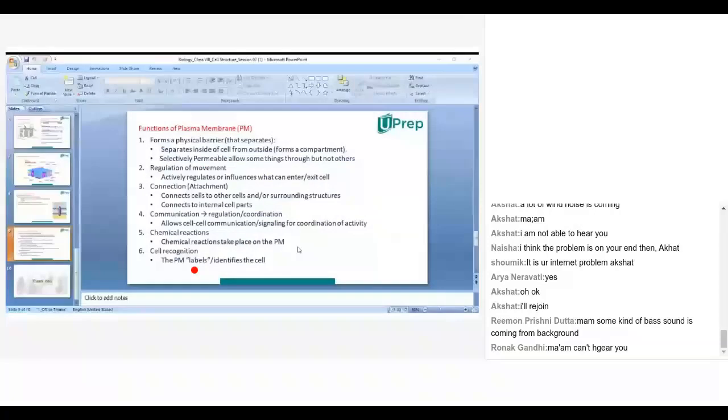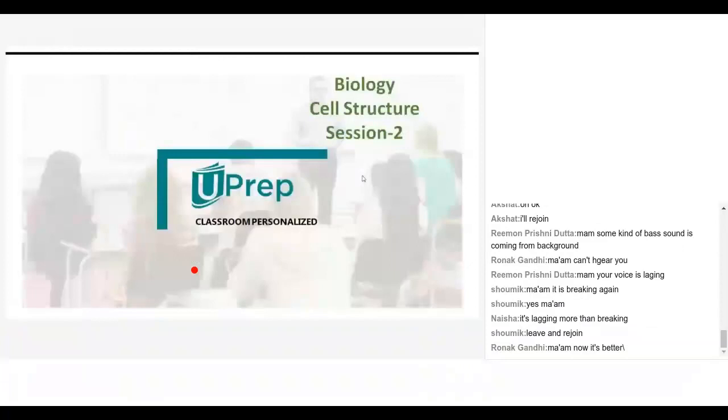Could you be able to see the slide? You can see the slide.